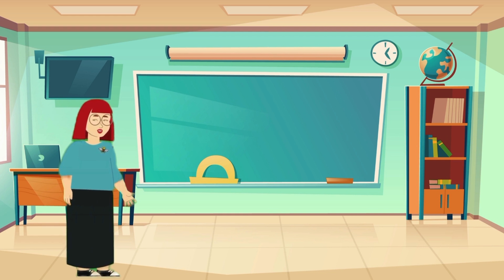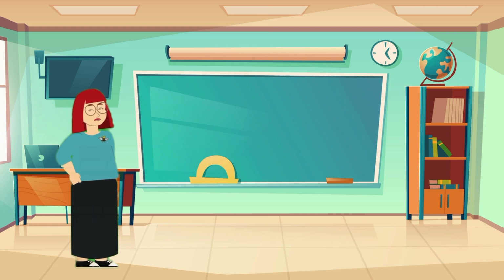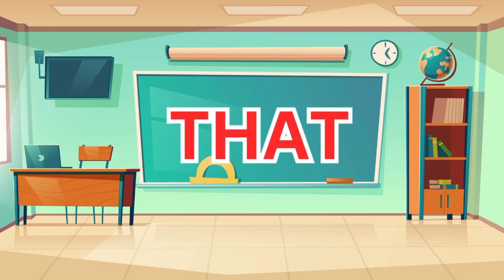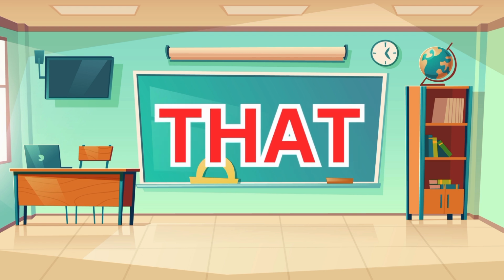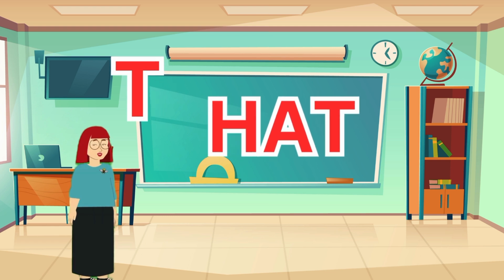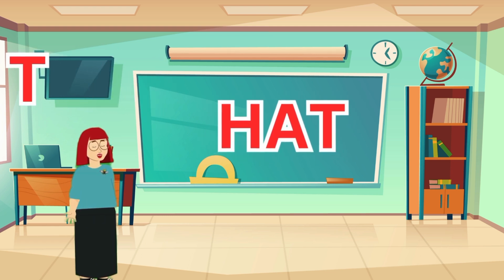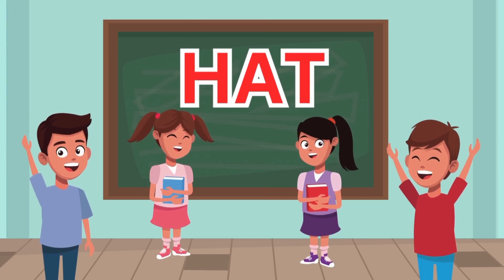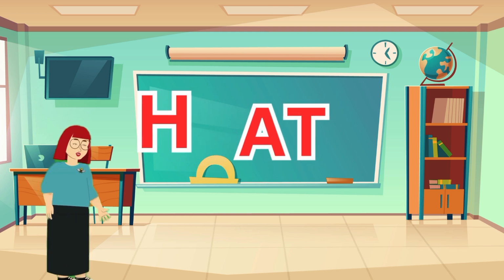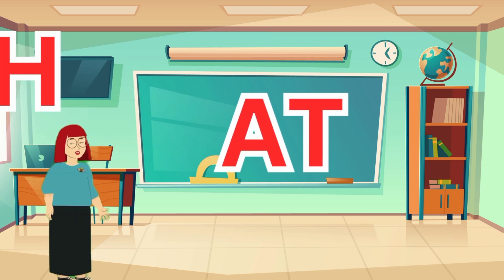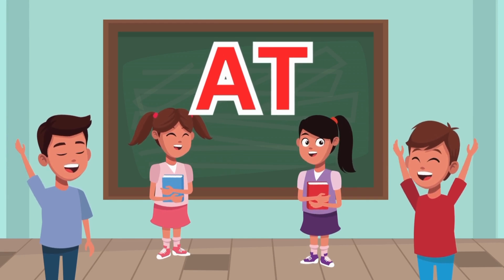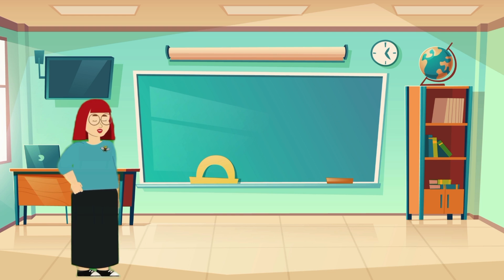Let's try another. Great! Let's start with our first word. That. Can you read this word with me? T-H-A-T. That. Super! Now, let's see what happens when we take away the T. What word do we get? H-A-T. Hat. Yes! Now, if we take away the H, what's left? A-T. At. Awesome job! See? One word can turn into three.